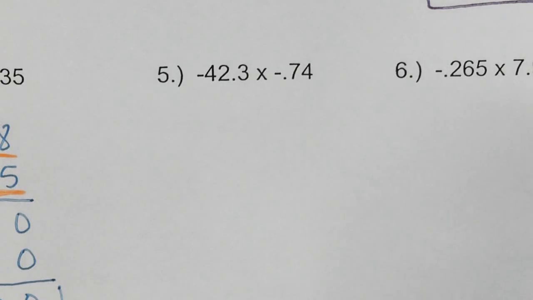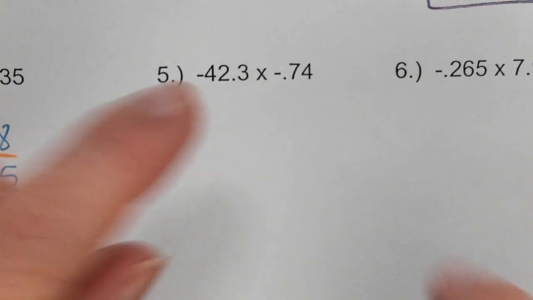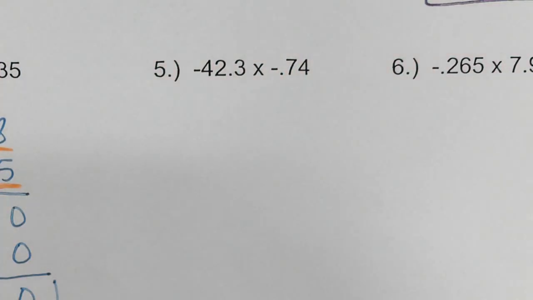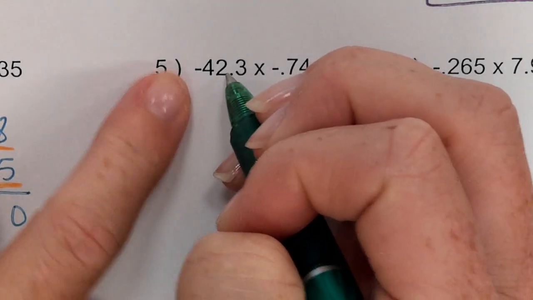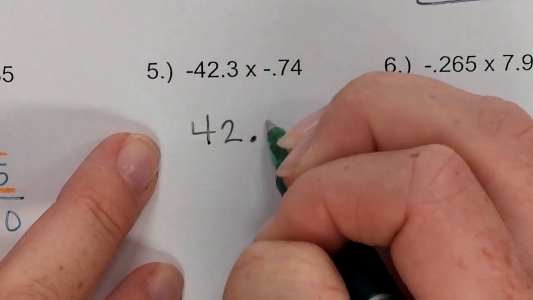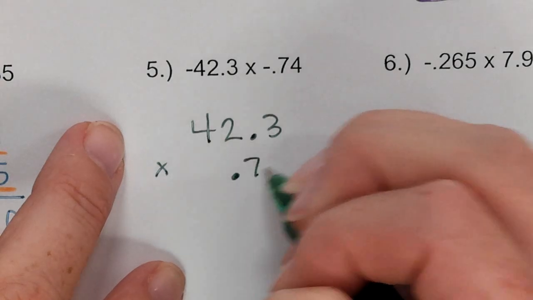The first thing I see is that there are negatives involved. So let's talk about our rules. 2 of the same sign make a positive. I have 2 negatives, so I'm not even going to worry about them. My answer's going to be positive. All right, so here we go. The biggest amount of digits I'm going to put on top. 42.3 times 0.74.